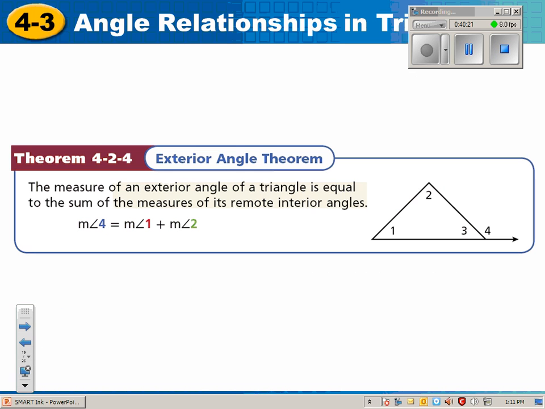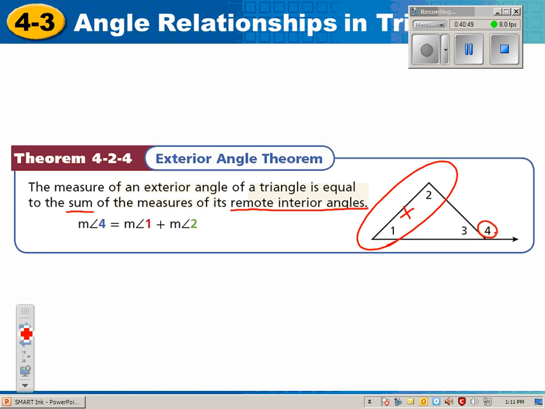Which leads us to our next theorem, the exterior angle theorem. What it says is, and let's see if this makes sense, the measure of an exterior angle, like angle 4, will be equal to the sum of the measures of the remote interior angles. So angle 4 should be equal to the sum of 1 plus 2. Now think about why that's true.